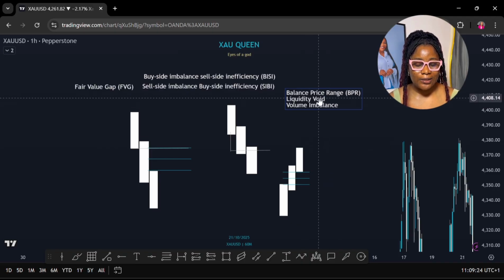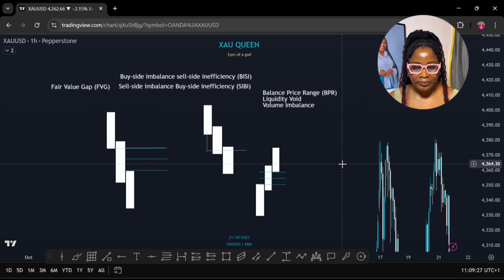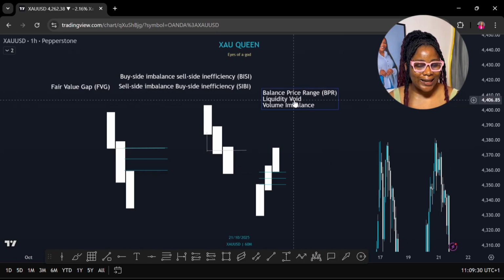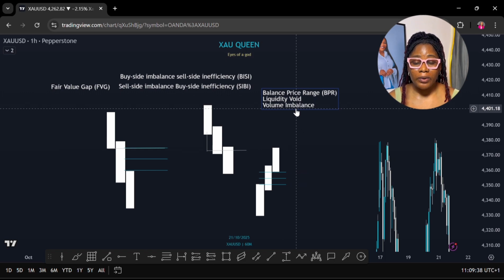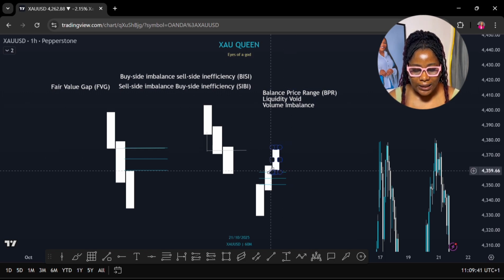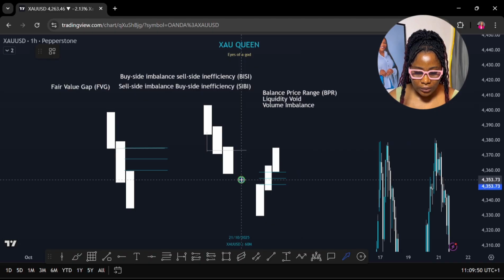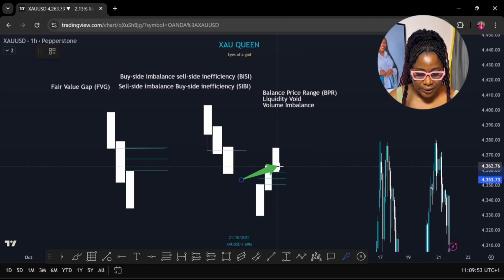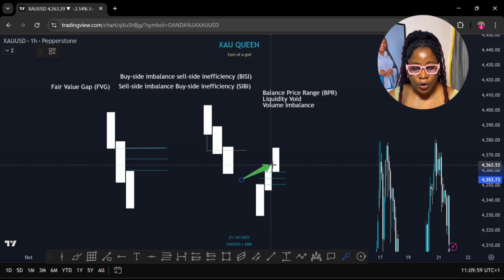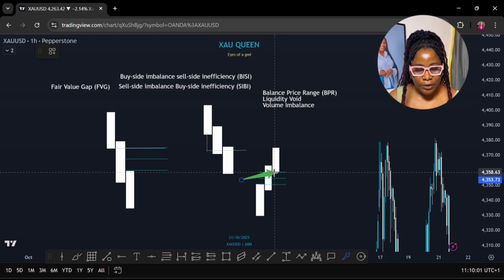Now, liquidity void is when the market opens with a gap, like there is a void, there is no wick, there is no body. When market opens with a gap, that is liquidity void. Then volume imbalance is when, let's say, this is the opening price of a candle, this is the closing price of this candle, the top right here is the closing price of this candle. This next candle was supposed to open at the same spot that this candle closed, but what happened? It opened below. If it opens below, that is a volume imbalance.